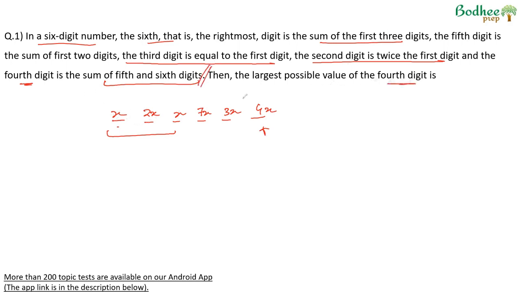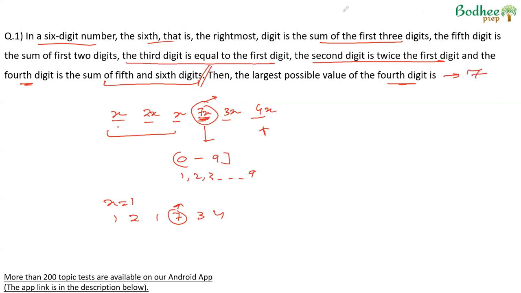Largest possible value of the fourth digit. Now this digit has to be a single digit, and the values that it can take is anything from 0 to 9, including both. But if you look at 0, then this number will not remain a 6-digit number. So 0 is not included. 7x could have a value from 1 to 9. It is a multiple of 7. If you put x as 2, this becomes 14, which is not possible. So the only possibility is x equal to 1, in which case this number will become 121734. Anything more than this is not possible. The largest possible value of the fourth digit is simply 7, and that becomes the answer.